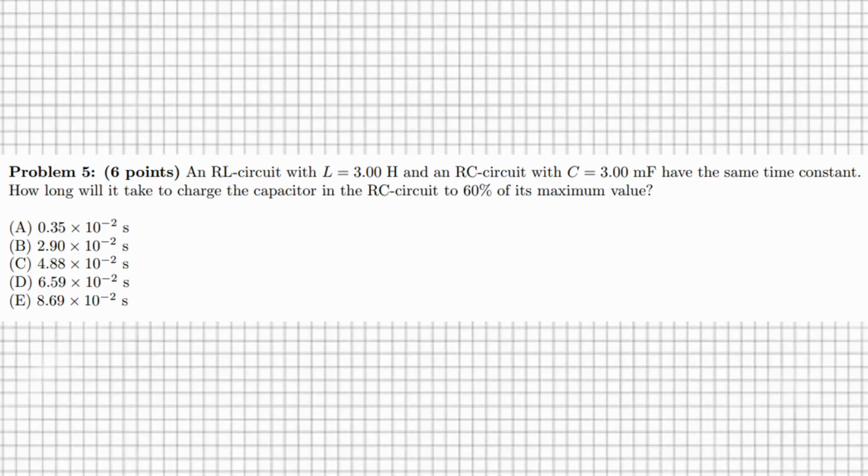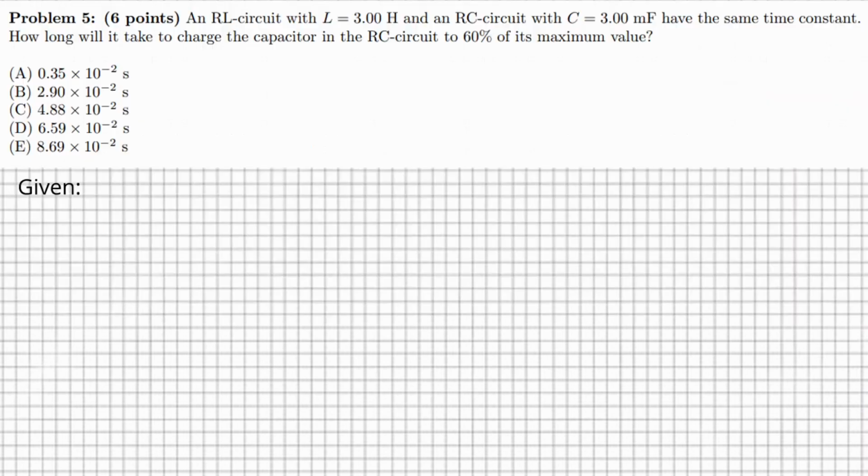Let's start off with a question from section 30.4, the RL circuit. An RL circuit with L equals 3 henry and an RC circuit with C equals 3 microfarads have the same time constant. How long will it take to charge the capacitor in the RC circuit to 60% of its maximum value? We have our options given from A to E, and let's begin.